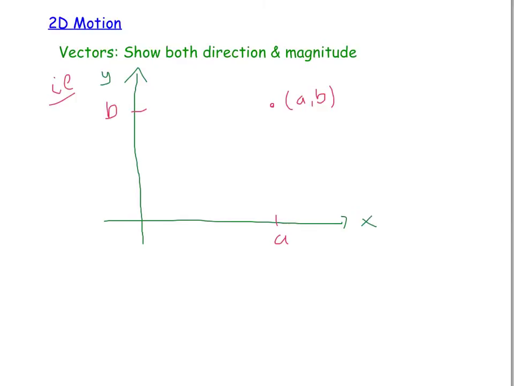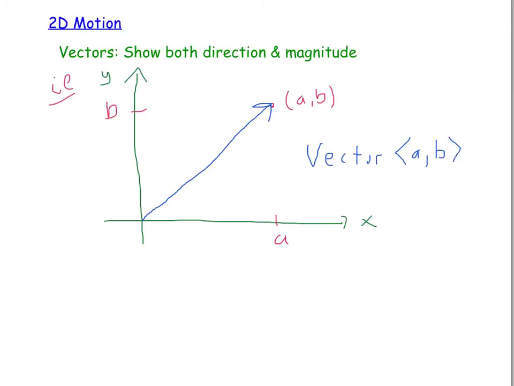But if we now take that same point (a, b) in the xy plane, and I'm now going to draw an arrow that goes from the origin to that point (a, b), we now have the vector ⟨a, b⟩.